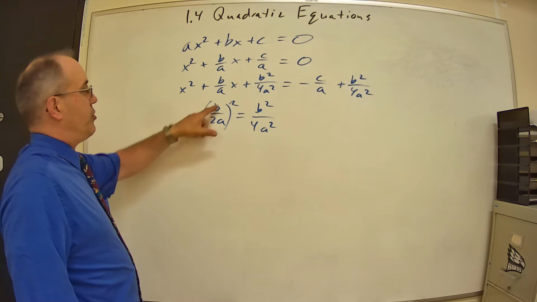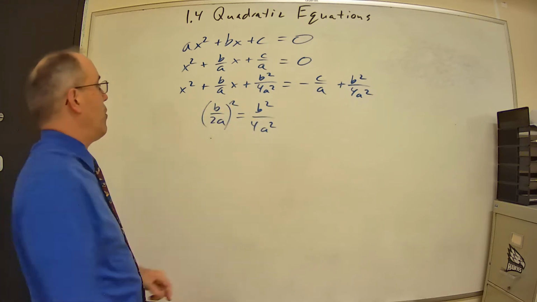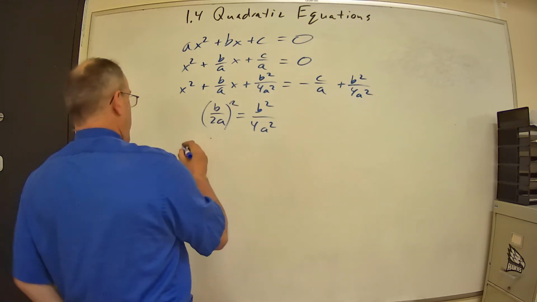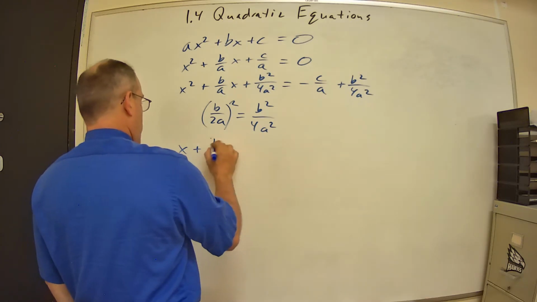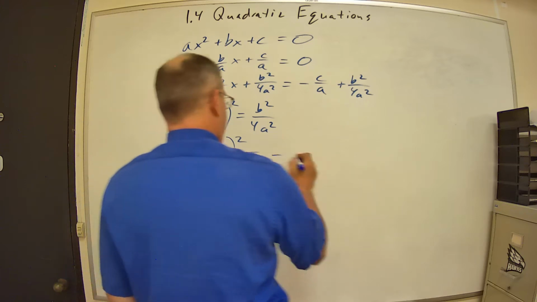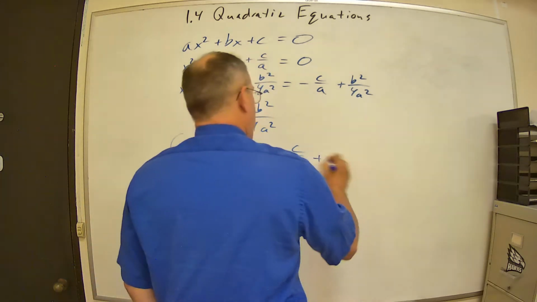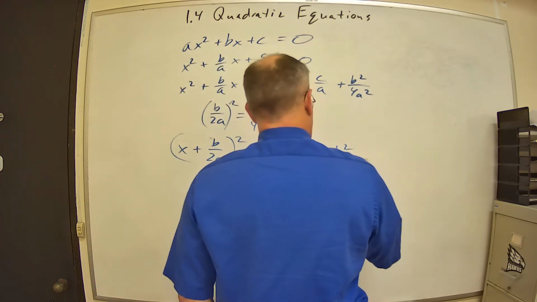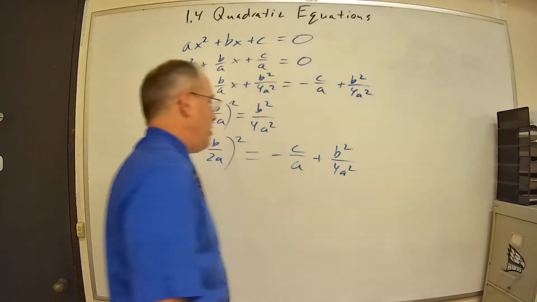Realize that b over 2a was the value that we squared, so that means this can be rewritten as x plus b over 2a squared is equal to negative c over a plus b squared over 4a squared.